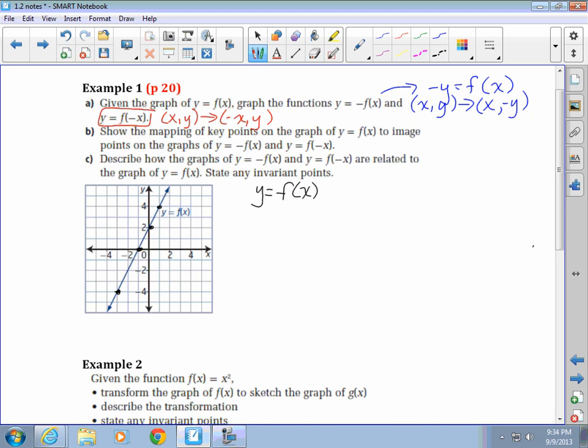So for the function y is equal to f(x), I'm using the points (-3, -4), (-1, 0), (0, 2), and (1, 4). So for my graph, y is equal to the first one there, negative f(x). So this one here, that means that I change the y values here.